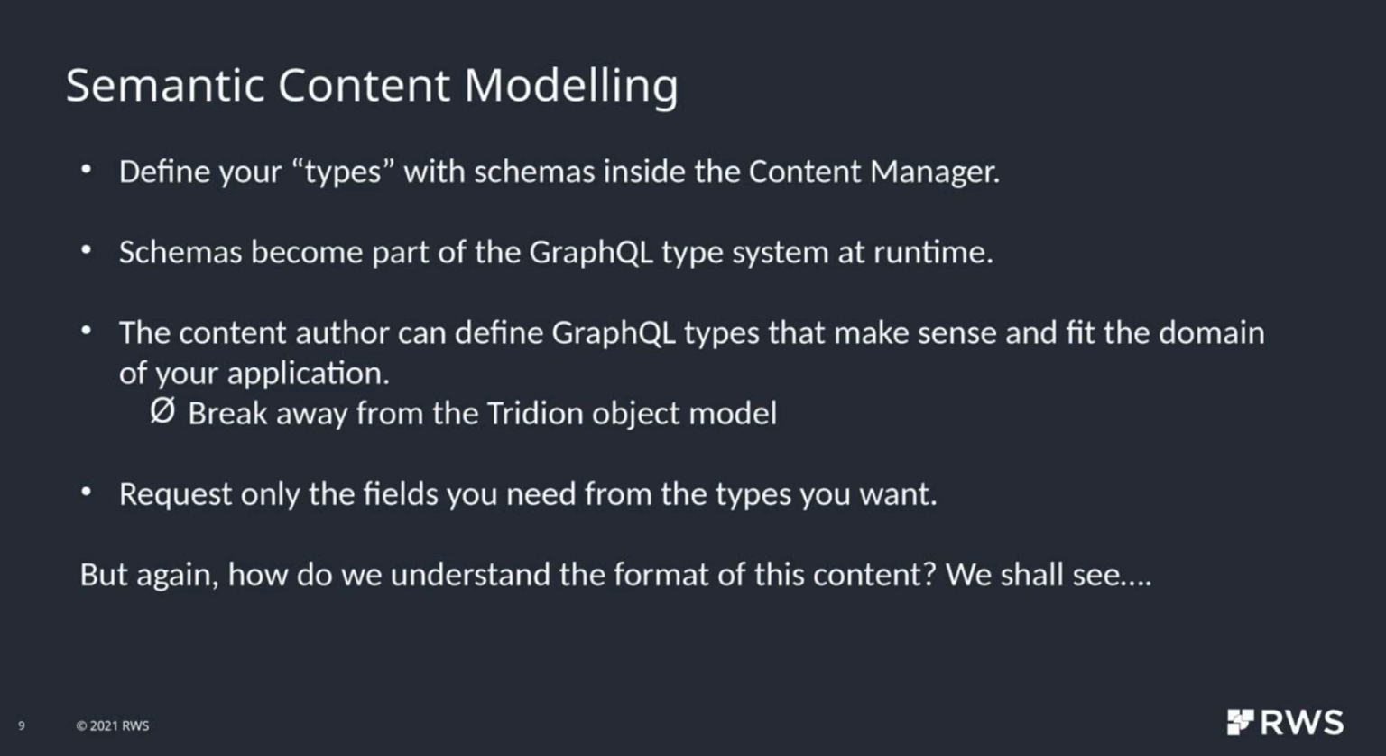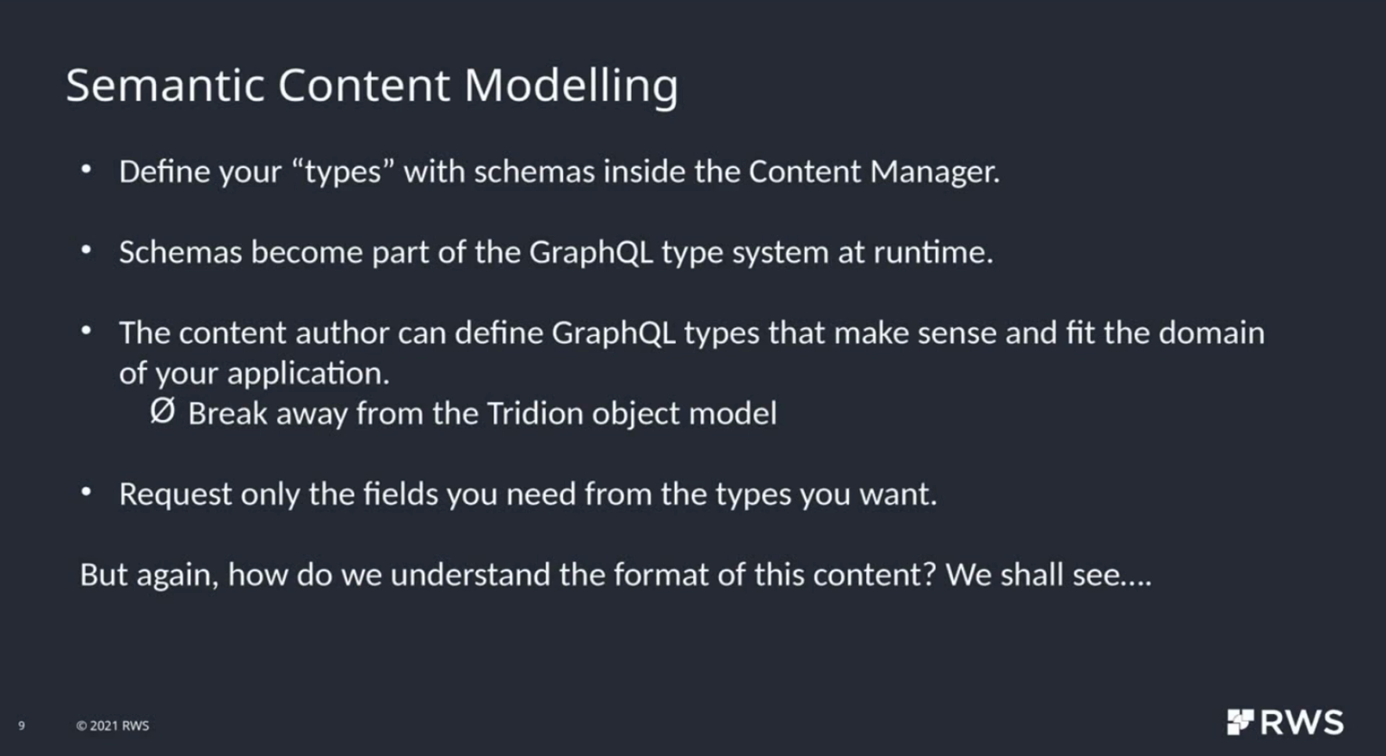It's like, well, what type of component is it? How do I render that? You're still tied to the Tridion object model there, but you want to be able to say, oh, it's a press release, it's a news article, and I can then render it in any way I wish.